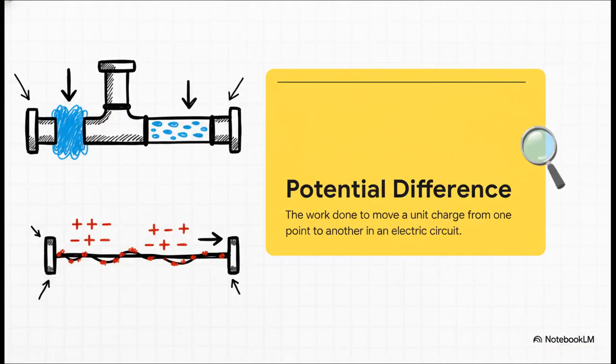And a lot of times, you'll hear it called voltage. Let's go back to our water pipe. If you have high pressure at one end and low pressure at the other, the water is going to flow, right? Well, potential difference is basically the electrical pressure that shoves those charges through the wire. It's the energy or the work done to move each little bit of charge down the line.